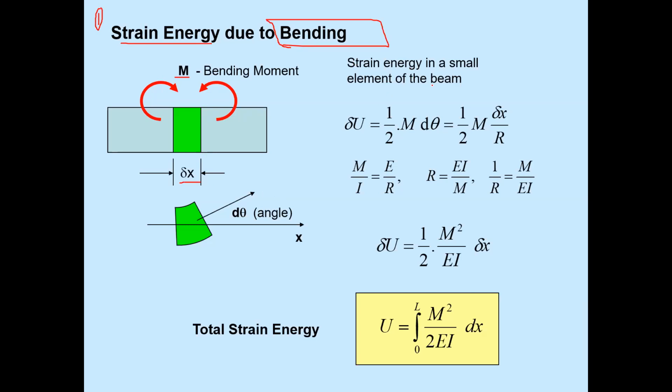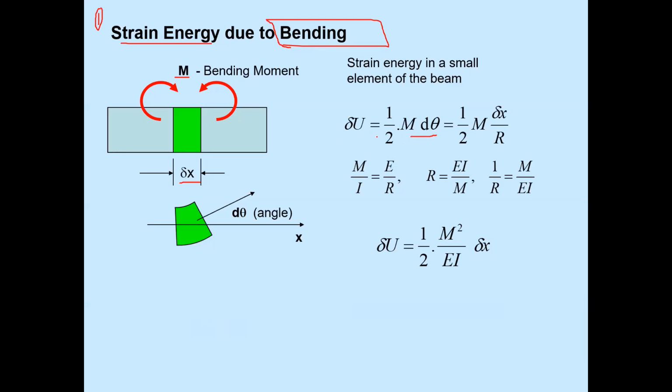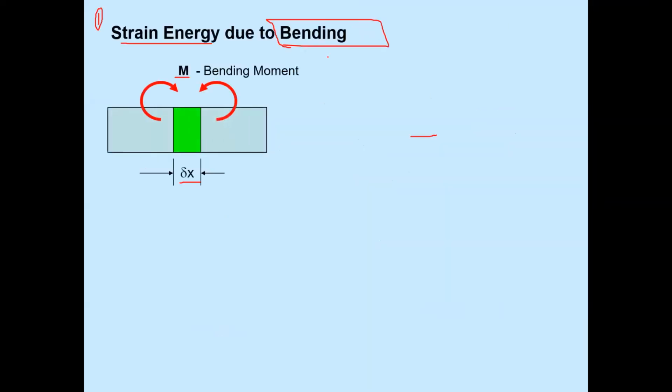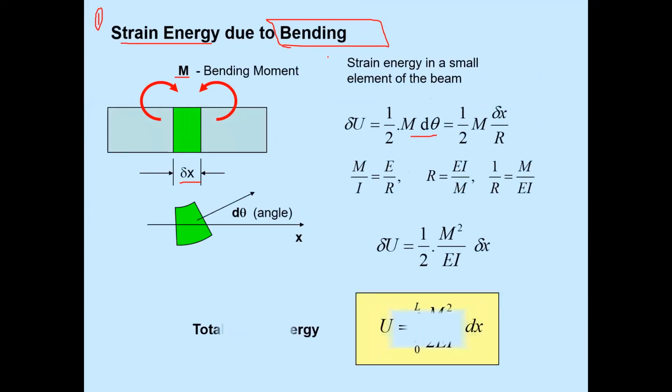So strain energy in a beam is half M into d theta. We have clearly seen previously that due to forces, work done is P into dx. P is force, dx is displacement. And in the bending case, what is the work done? M into d theta, M into the deflection angle. So strain energy is half into M d theta.